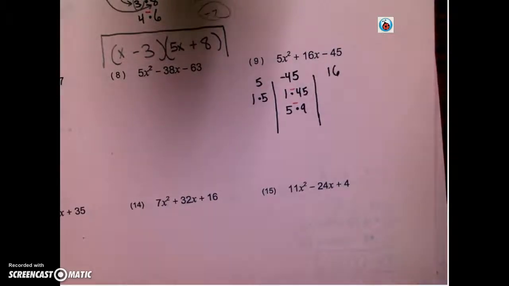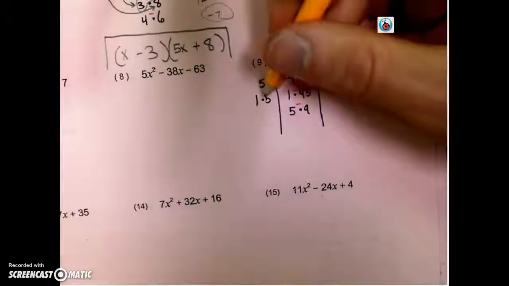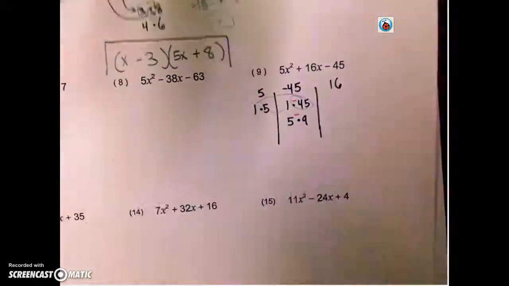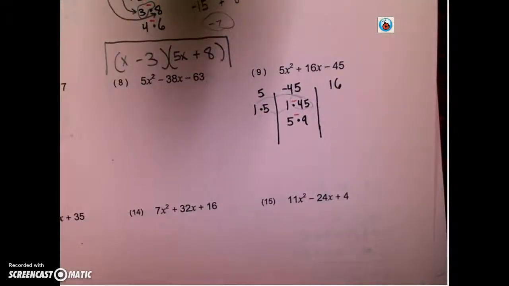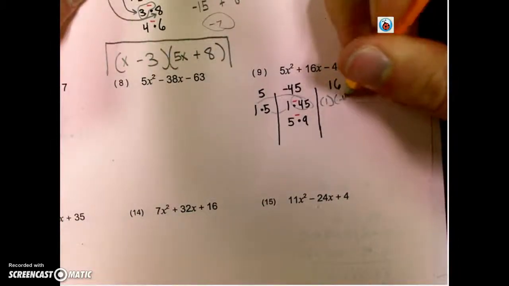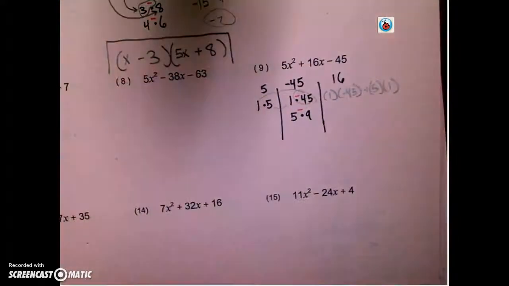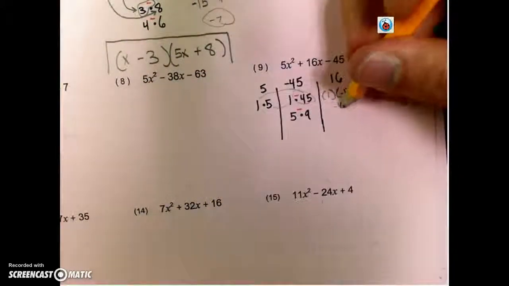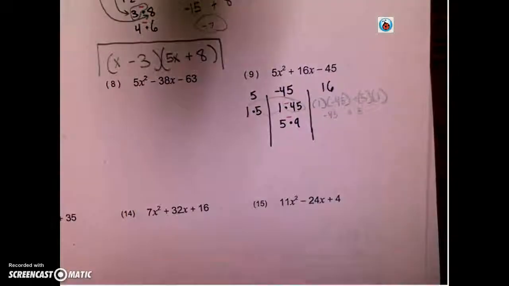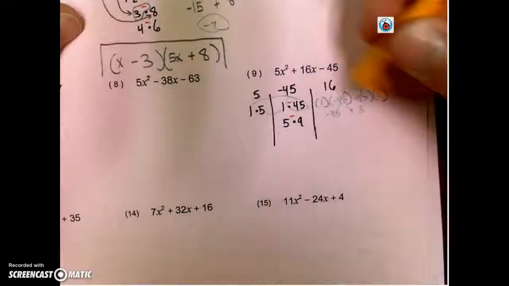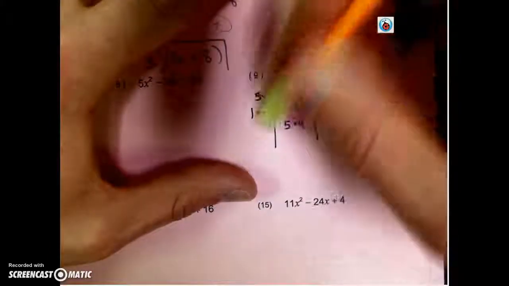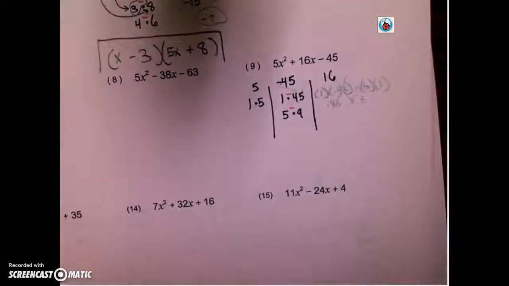Now you might try a couple different combinations here before you find the right one. So say, for example, you tried this. Kind of 1 times a negative 45 and a 5 times a 1. That'd be fine to try. Let's take a look and see what happens. We'd be looking and we say, okay, here's a negative 45. There's a positive 5. Do those numbers add up to give me a 16? They don't, so that's not the combination we want. So that's what it looks like to find the wrong combination.